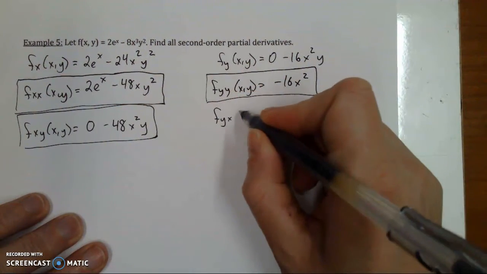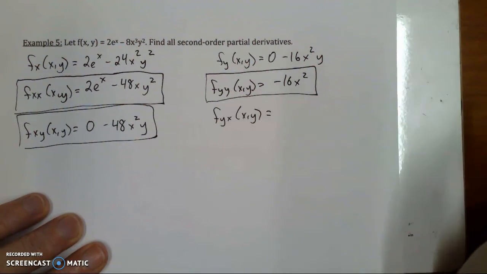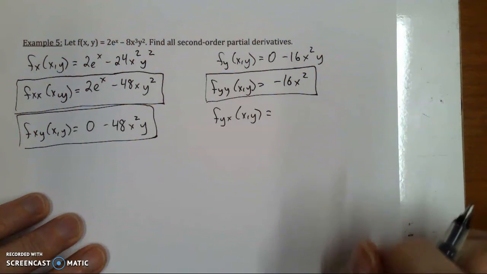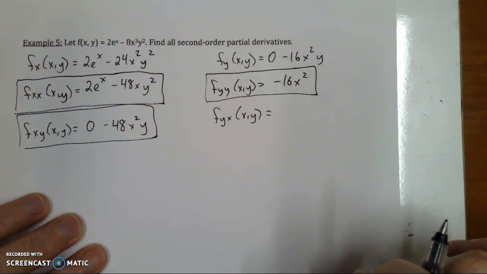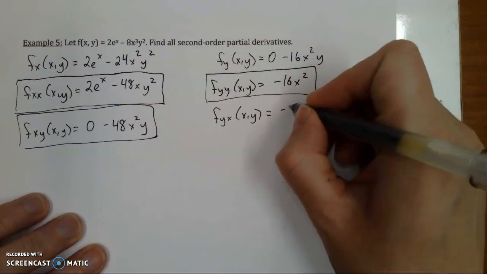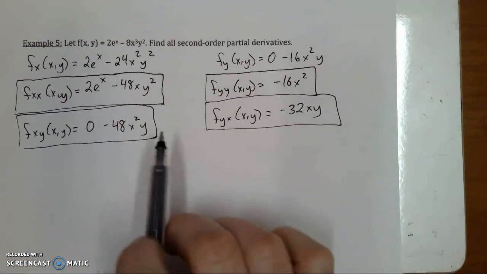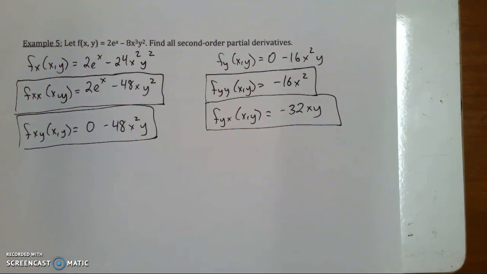And last but not least, let's do fyx. So again, I'm starting here, but now my variable is x. And this time I'm going to get negative 32xy. This time, these two were different. So a lot of the problems we'll see, they will end up being the same. This particular one, I did end up getting something different. So those are my second order partial derivatives. And that is everything in part B of section 9.1.